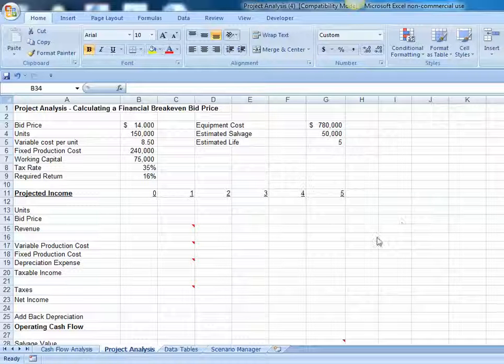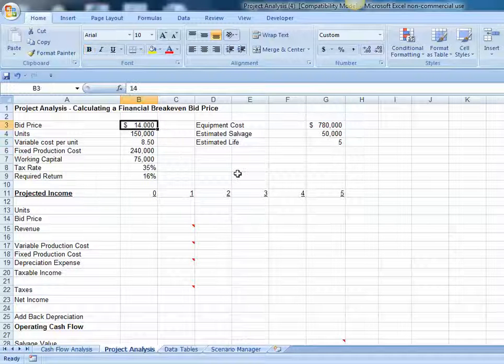In this worksheet, we're going to calculate the financial break-even bid price for a 5-year project. Recall, financial break-even is where our net present value of a project equals 0. Let's begin with the following assumptions, and we're going to assume to start with our bid price is $14. We find it much easier to build a worksheet with a given bid price rather than leaving that field blank. So let's go ahead and start.